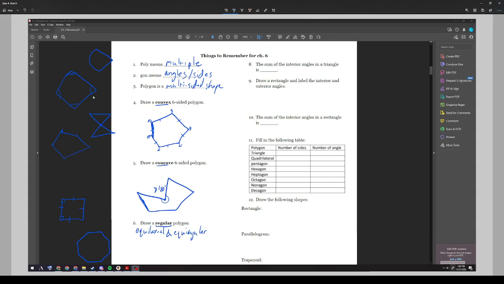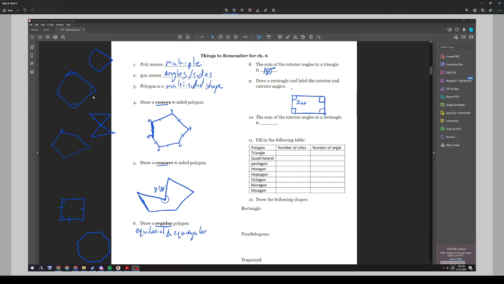All right, the sum of the interior angles in a triangle, we know from the triangle sum theorem, is 180 degrees. And that's going to be really important for understanding bigger polygons as well. So we're drawing a rectangle and labeling interior and exterior angles. So here's a rectangle, and our interior angles would be here. So these are interior. And then to form exterior angles, we extend the line segments, but at each corner, we want to go around clockwise or counterclockwise to make all of the matching exterior angles.